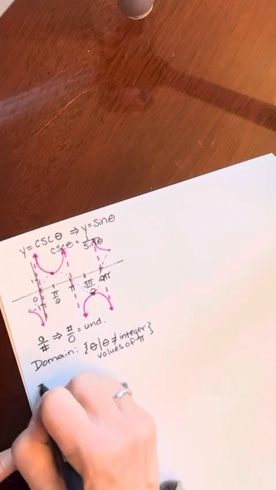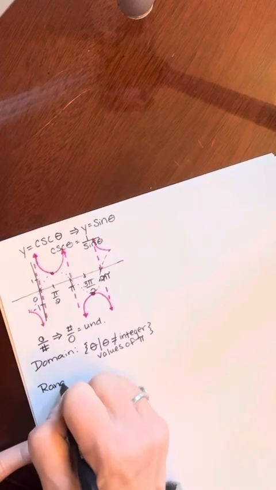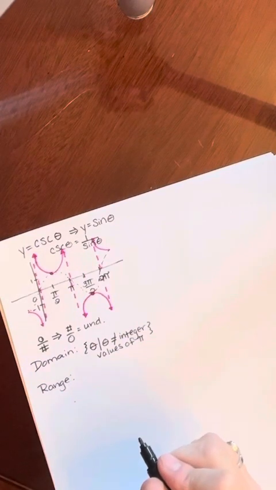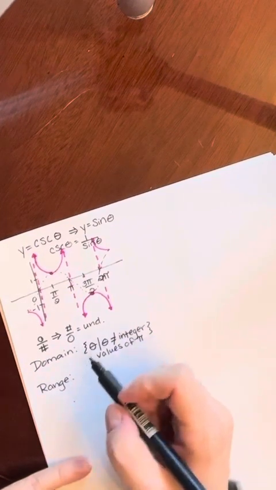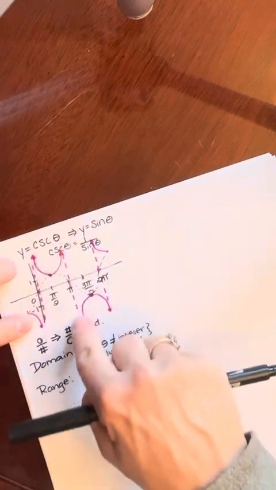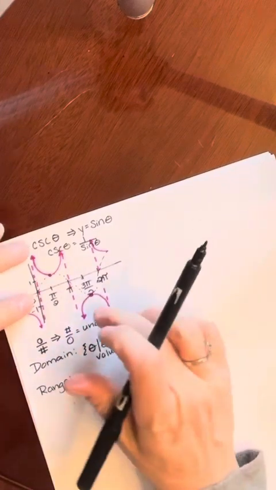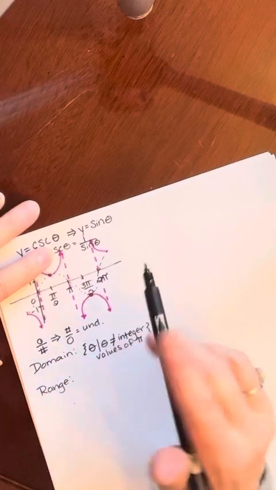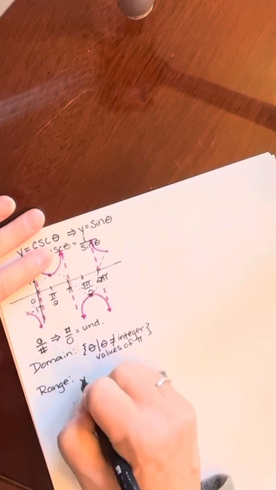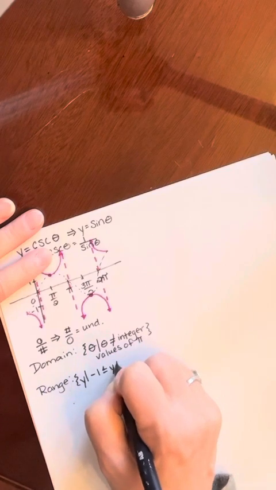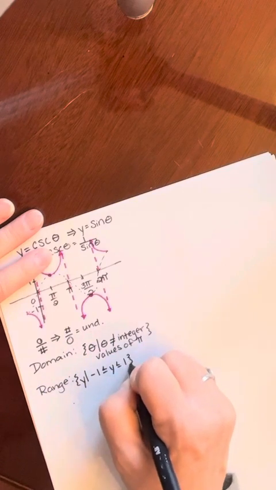Your range, oh, there goes the clock again. It's now 11. The range, well, we see there's an empty space in between, right? We only have graph up here and down here. So your range is everything larger than or equal to 1 or less than or equal to -1. So y such that -1 less than or equal to y less than or equal to 1.